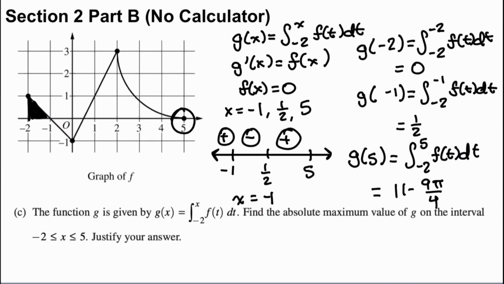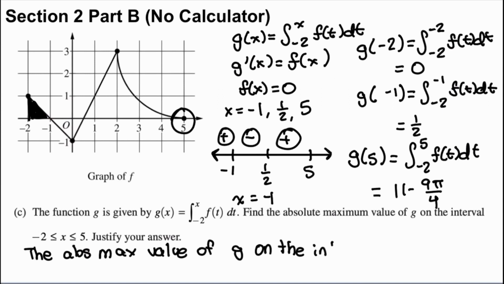So just writing out a final statement for a little justification. The absolute max value of g on the interval, instead of writing it in the notation that they give there, I'm going to use bracket notation because of that equal sign, is 11 minus 9 pi over 4. And we don't have to give further justification because our work here is the justification. We showed that we took the derivative, set it equal to 0, found all of our candidates, and tested them for the max value.